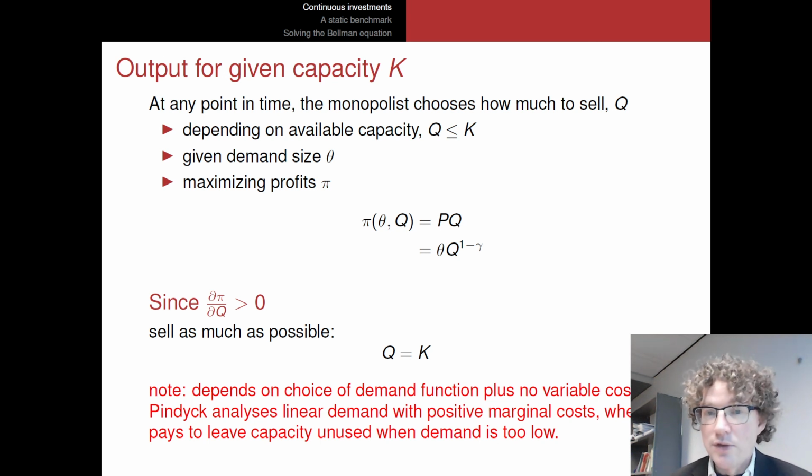Okay, but we are not doing that over here, so I'm making life simpler for us here. In this particular model, due to this choice of demand form and this choice of leaving out any marginal cost of production, we are always producing up to capacity, so Q equals K, so it makes life a bit easier for us.